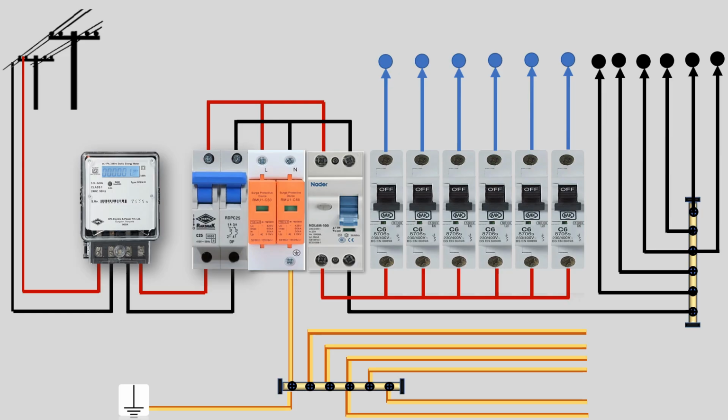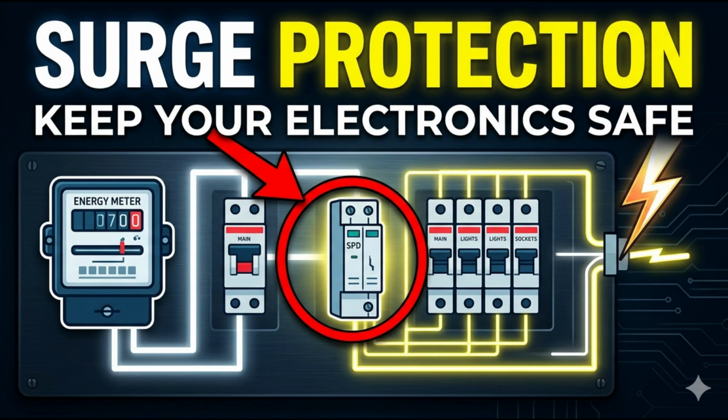On the right side, we can see the neutral bus bar, where all neutral wires from the circuits are connected. At the bottom, we see the earth bus bar, connected to the grounding system. All earthing wires from appliances are connected here to ensure safety.